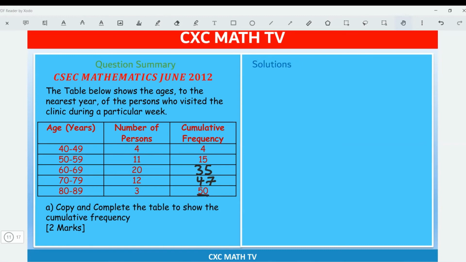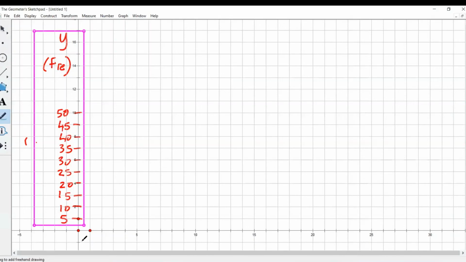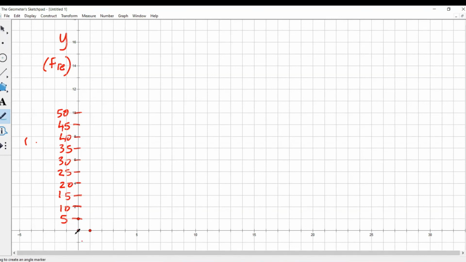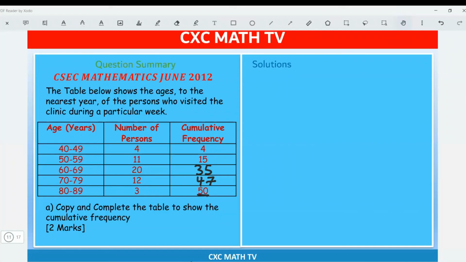Sometimes you see some teachers do what they call a break in the x-axis. Or what you can do is just call the origin 40, because that's really where we're starting from. Then 2 centimeters represent 10 years. So this is 50, another 2 centimeters, that's 60, then 70, then 80, then 90, because they said 2 centimeters is supposed to represent 10 years. And that's it.